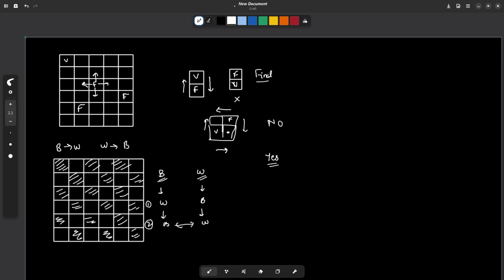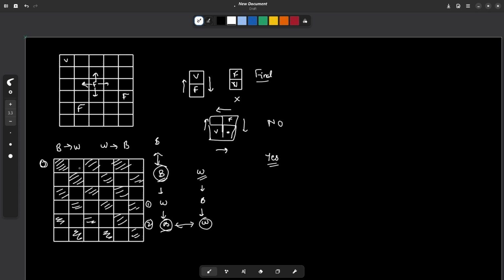Now if any of her friends is at the same position as Vika or has the same colored square, that means if Vika is at black, at least one of her friends should be at black. If this is the case, then she cannot run. Otherwise, she can always run. Right? Why can she always run? Because her friends will never be able to reach her square because their colors will always be different. So there should be at least one friend of Vika which has the same color as Vika. Right? So this was the observation.